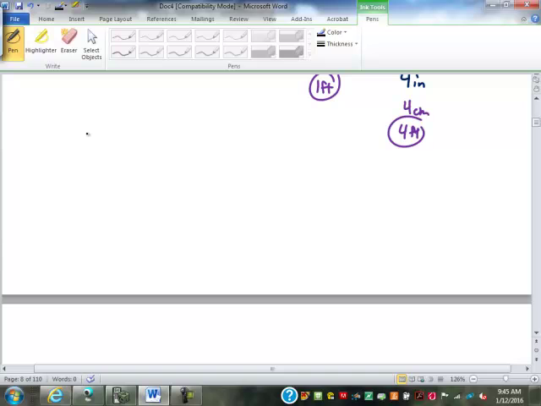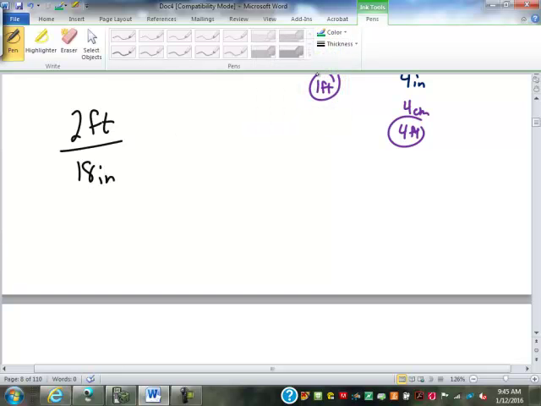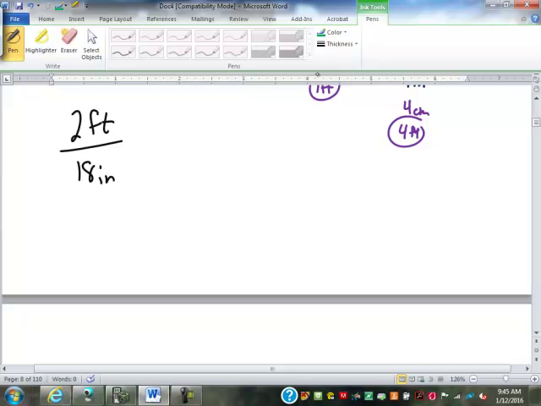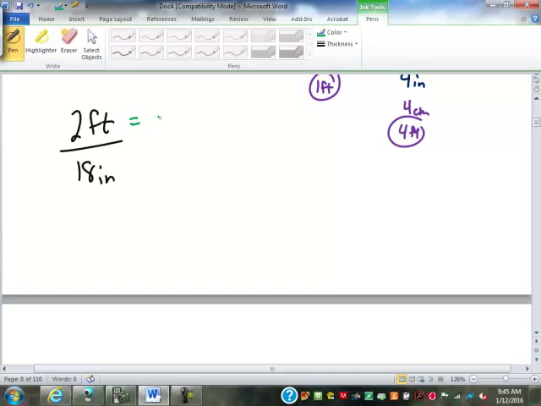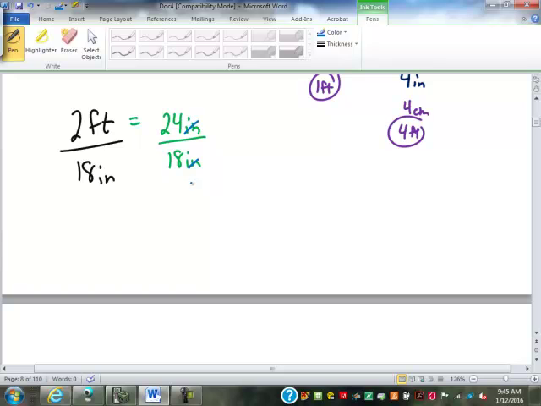I could run into something like this, 2 feet to 18 inches. Is that a ratio? No, it's not, because they have different labels or different names. I can change the names, however, to make it a ratio, because 2 feet can be converted into 24 inches. So now it's 24 inches to 18 inches. And the inches can cancel out. I have 24 to 18. Both of those can be reduced by 6 to give me a 4 to 3 ratio.